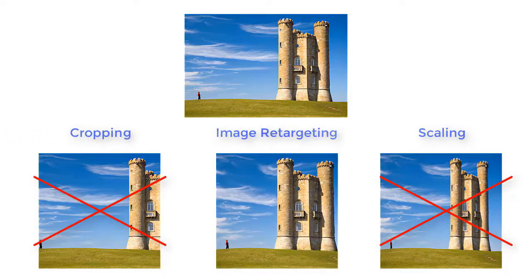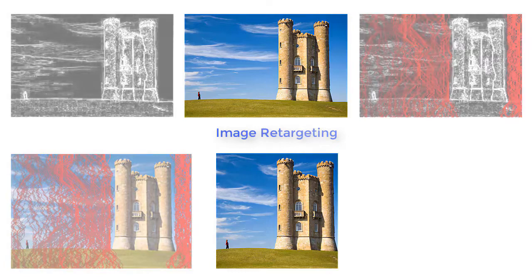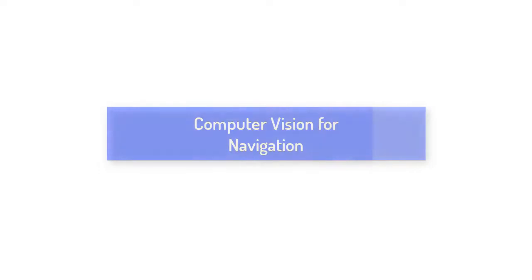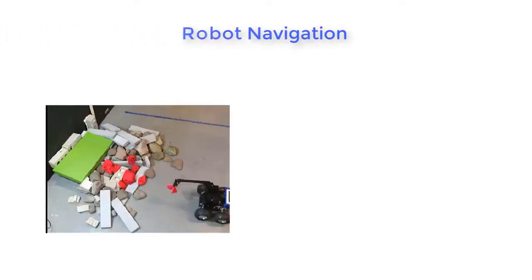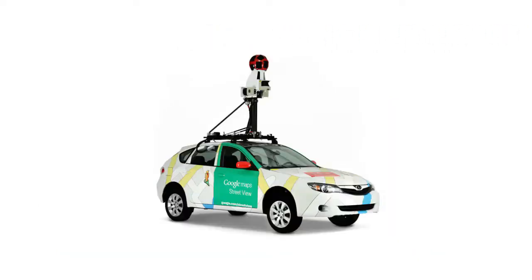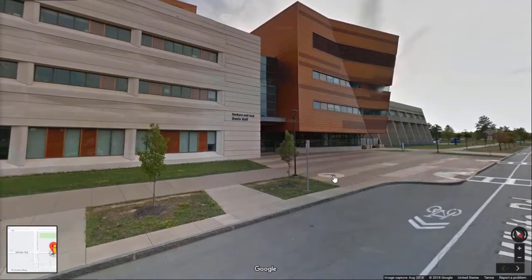Image retargeting is one of the sophisticated image processing applications which uses seam carving to retain the salient regions in the image. And of course, visual effects is one of the areas where computer vision is widely used. Computer vision is indispensable when it comes to navigation. Stereo vision and depth sensor-based vision are widely used for robot navigation systems. One of the popular features of the Google Navigation app is Google Street View, created by using panorama stitching.